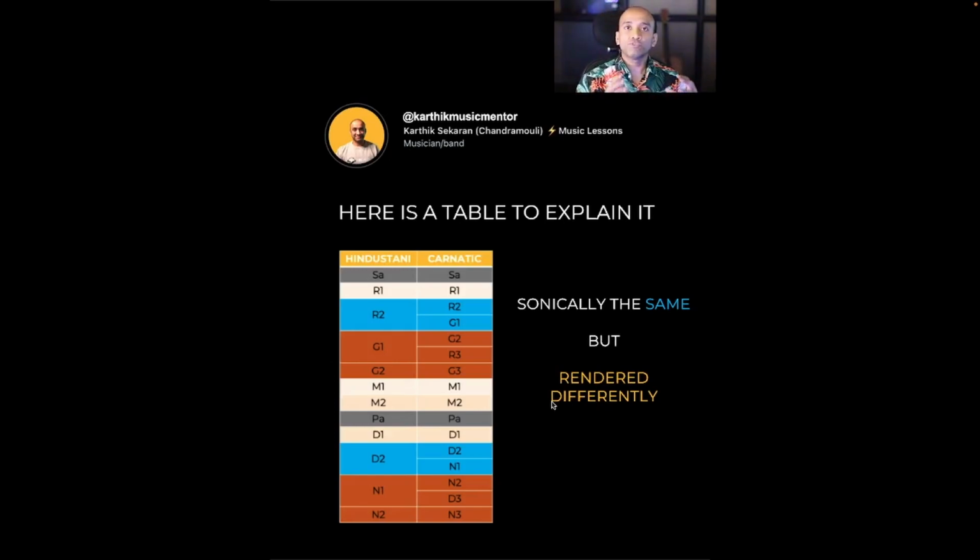Sonically, they are the same. If you do a frequency analysis of what is the frequency in hertz of R2 from Hindustani versus R2 or Ga1 in Carnatic, it is going to be the same. So, what is the difference between R2 in Carnatic and Ga1 in Carnatic? They are sonically the same, but they are rendered differently. This is how they are rendered.